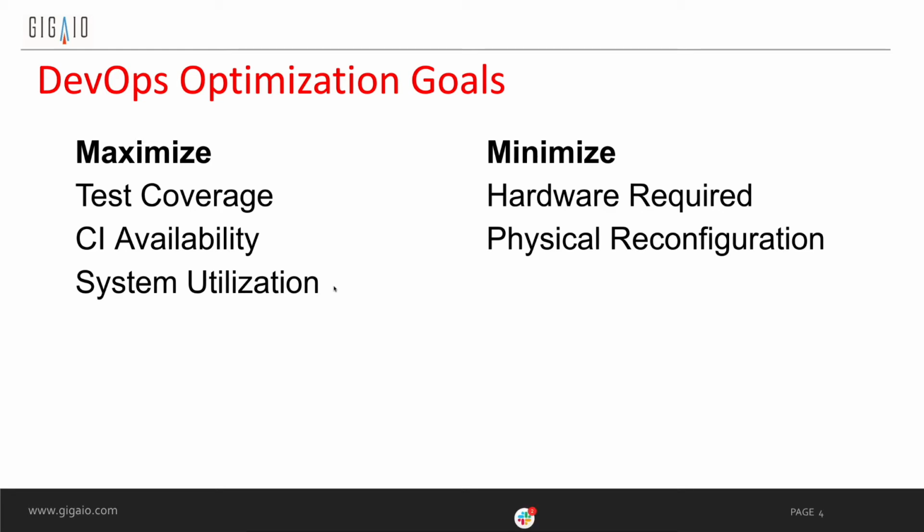At the same time, you want to minimize both the hardware required overall, as well as any need for physical reconfiguration. And this last one is where we can really leverage some of the composability features and utilize the right I/O and the right devices when necessary, or conversely, not use them when we don't need them and take them out of the test configuration overall.